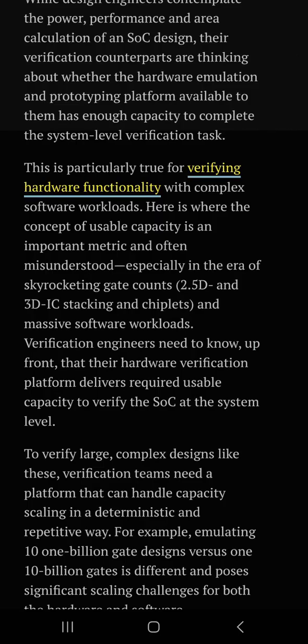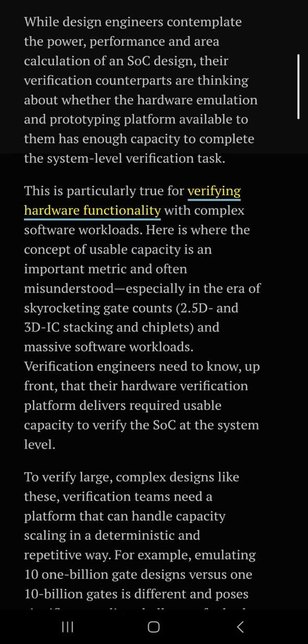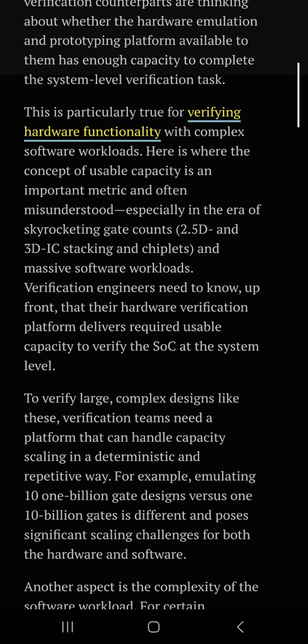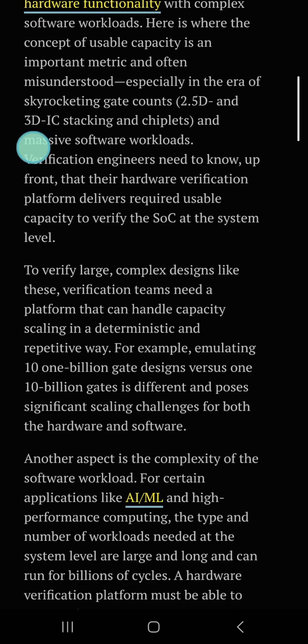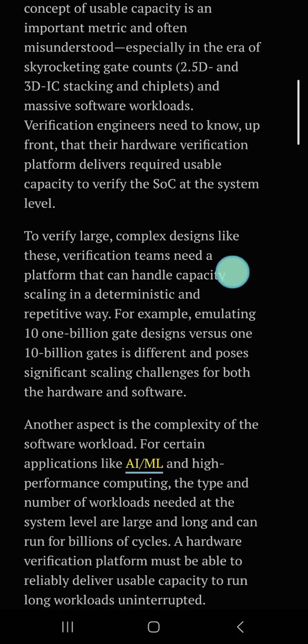Here is where the concept of usable capacity is an important metric, and often misunderstood, especially in the era of skyrocketing gate count, 2.5D and 3D IC stacking, and chiplets, and massive software workloads. Verification engineers need to know upfront that their hardware verification platform has the usable capacity to verify the SoC at the system level.